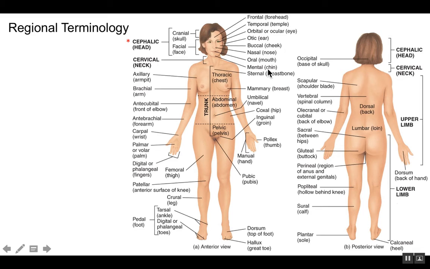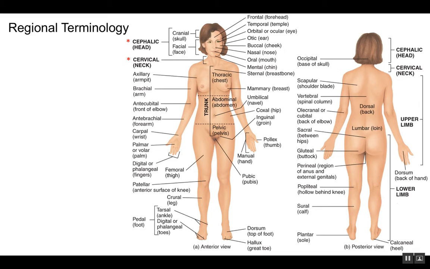Many of these are pretty straightforward. A couple of them you may never have heard of before, like mental, pertaining to the chin. We're not going to use it all that often. Another very important term we do use quite a bit is cervical. Cervical means the neck. A good example would be when we're studying vertebral bones, bones of the vertebral column. The 7 that are located in your neck are called cervical vertebrae. So that term will be used pretty soon.